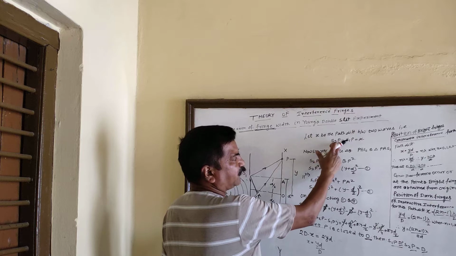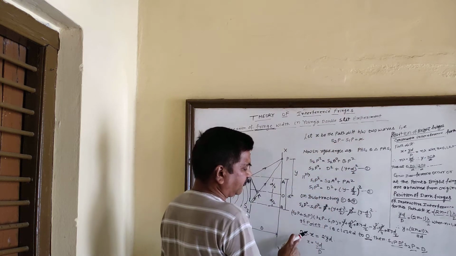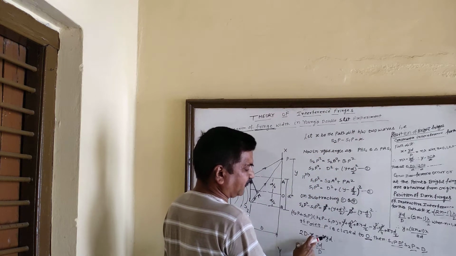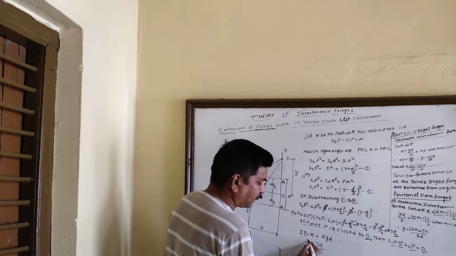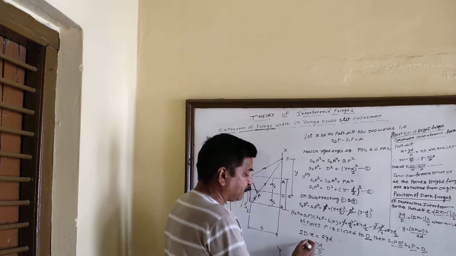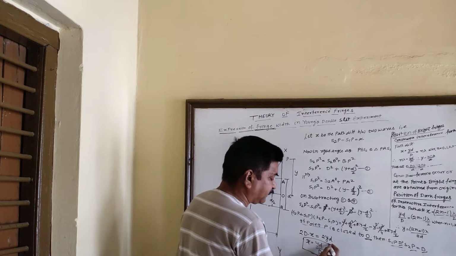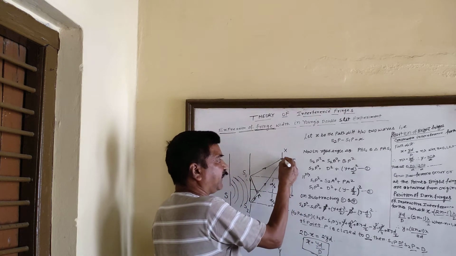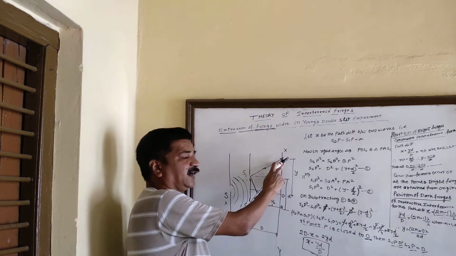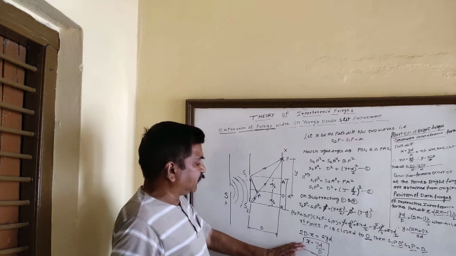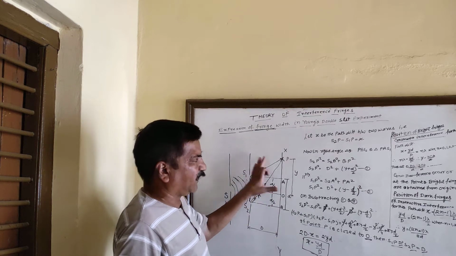In the beginning we have considered S2P minus S1P is equal to x. So here it will become 2Dx is equal to 2yd on this side. So x is equal to, you will get what? yd by D. And this x is the path difference between the two waves starting from S1 and S2 and interfering at point P. So this will be the path difference between the two waves.